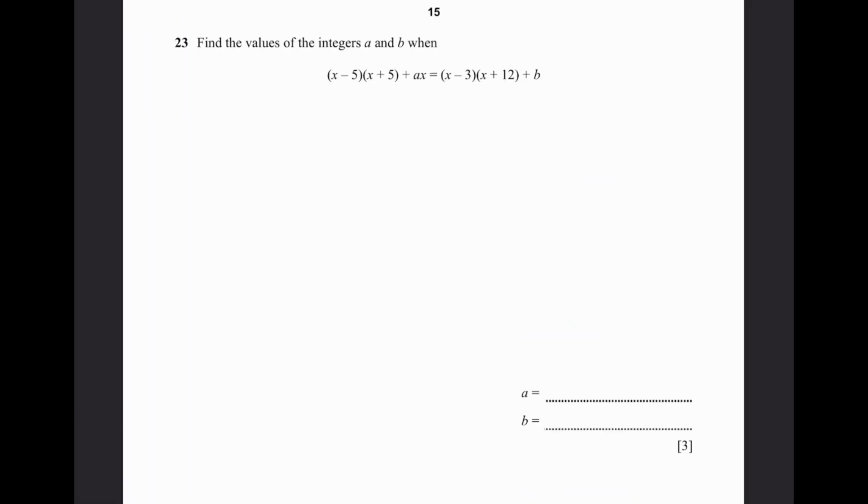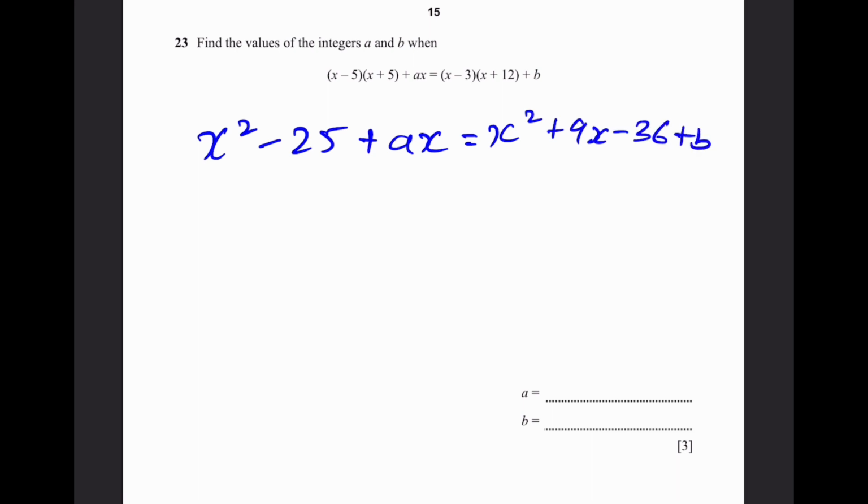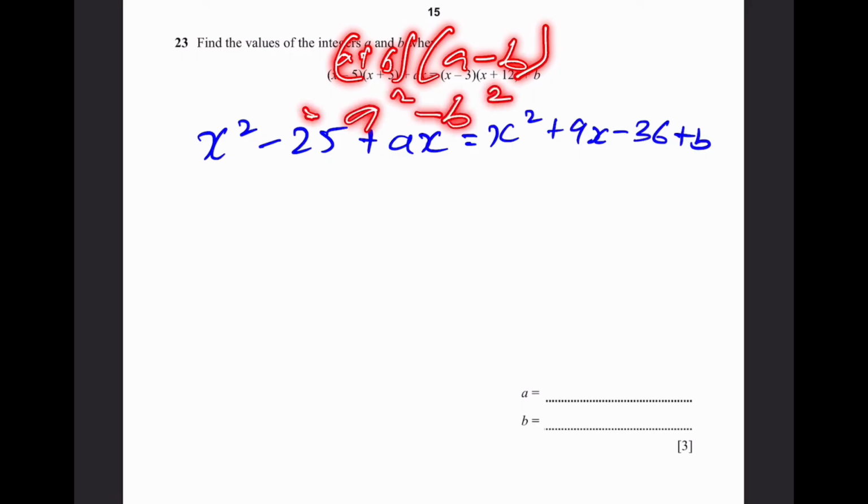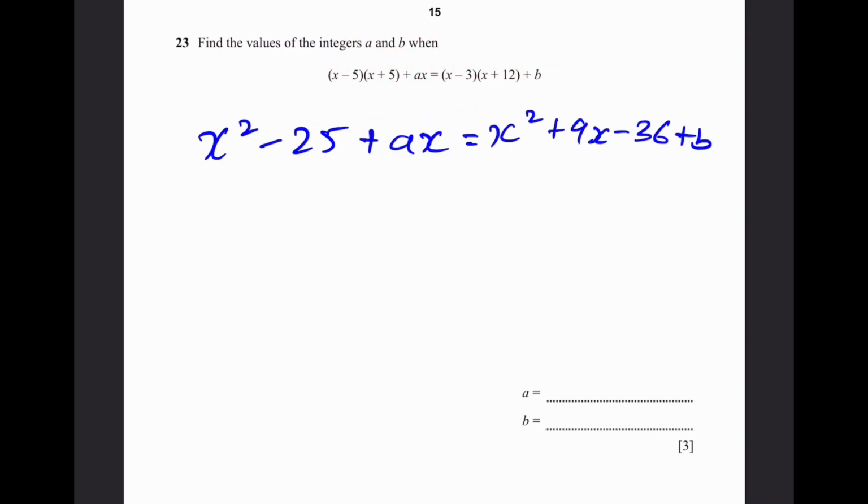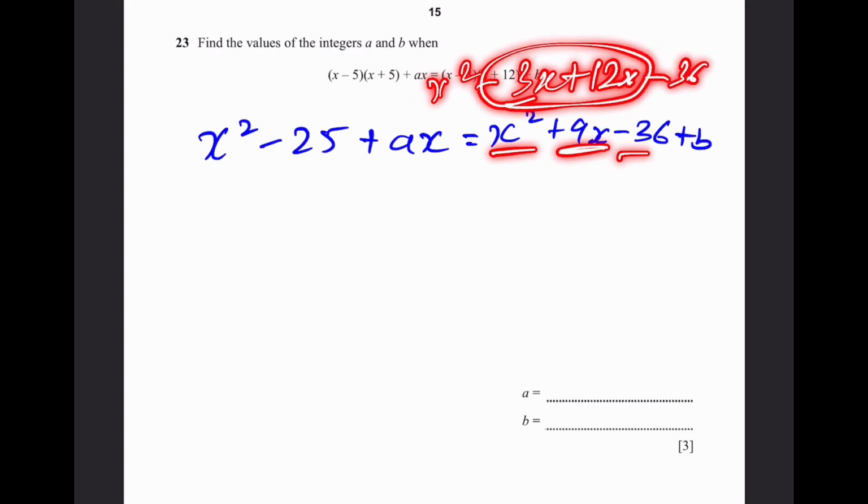Find the values of the integers a and b when x minus 5 times x plus 5 plus ax equals x minus 3 times x plus 12 plus b. So let's expand both sides. x squared minus 25 plus ax equals x squared plus 9x minus 36 plus b. This one is in the form of a plus b times a minus b. Therefore, it's easy to write this as a squared minus b squared. Now, this is not in such a form. So if we expand this manually, you'll get x squared minus 3x plus 12x minus 36, and this becomes 9x, so we write that over here.